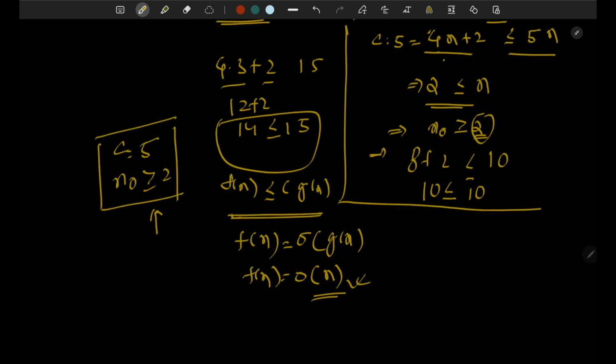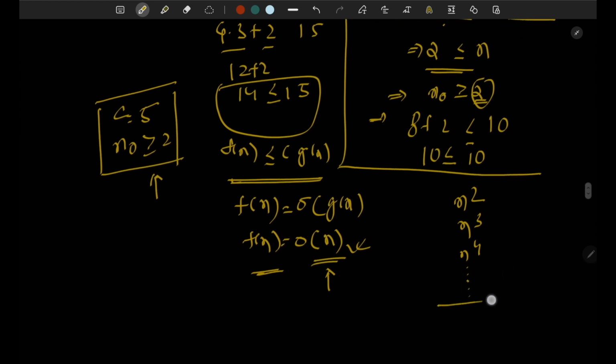So please note that now that we have established that f of n is big O of n, all the values that are greater than n would definitely also be upper bounds for f of n. For example, what is greater than n? It could be n square, n cube, n to the power 4 and so on and so forth. So essentially f of n is also big O of n square, big O of n cube, big O of n to the 4 and so on and so forth. But it does not make sense to use these values.